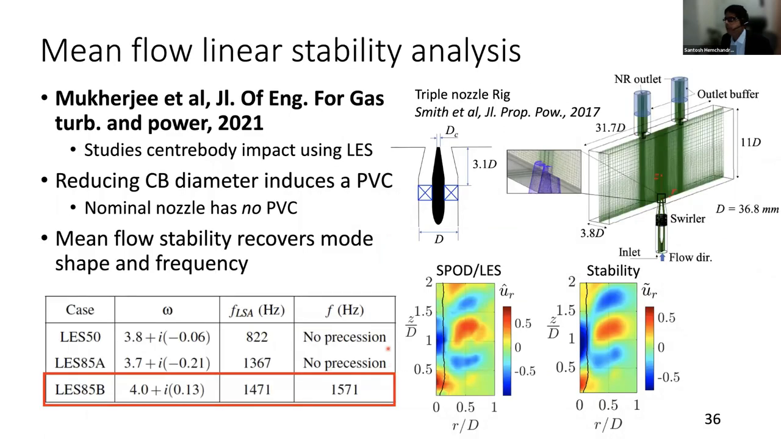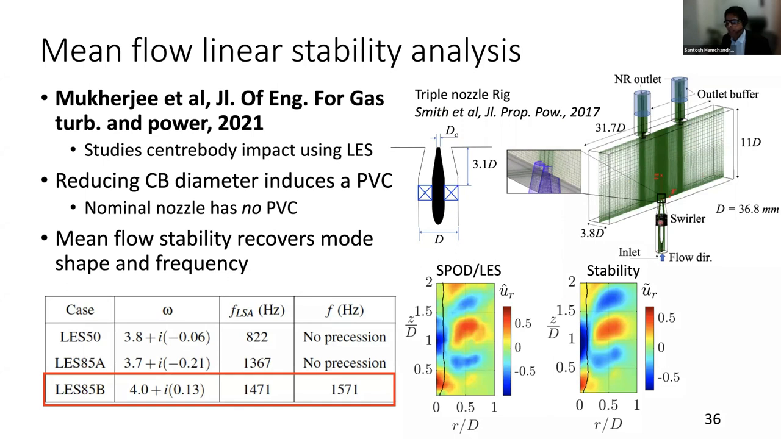Then the question of mean flow. Can we now take a time average flow and run it through stability analysis and get a PVC prediction? So we first tried this using LES because we get access to the base flow field everywhere. And we did this on the triple nozzle rig that was set up at Georgia Tech by Tim Leuven.